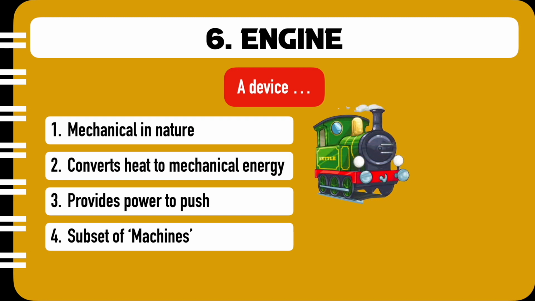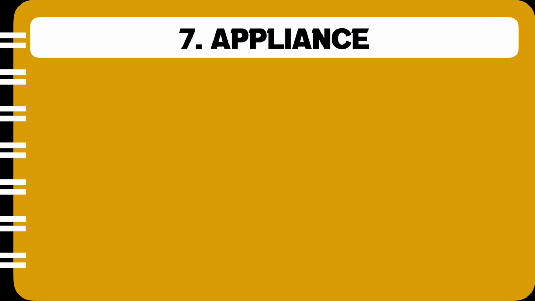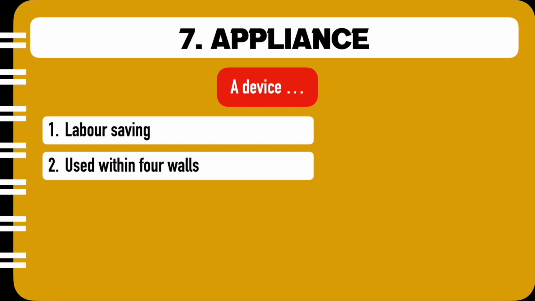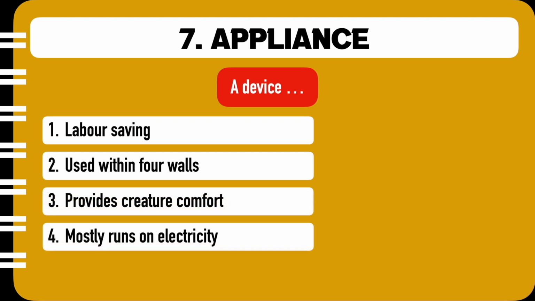Here is an example. We have the locomotive, and we also have the engine of a car or a bus or a truck. Next, we are moving to appliances. An appliance is a device which is first of all labor saving in nature. It is mostly used within the four walls of a house or an office. It provides a lot of creature comfort, and most importantly, it runs on electricity.